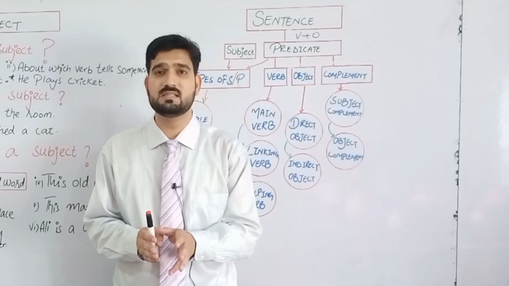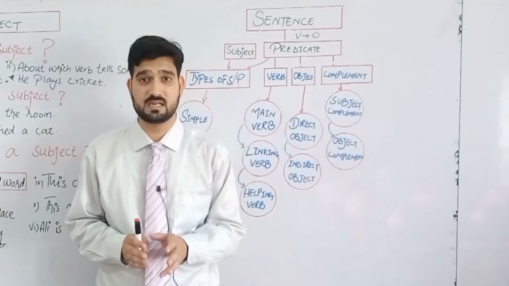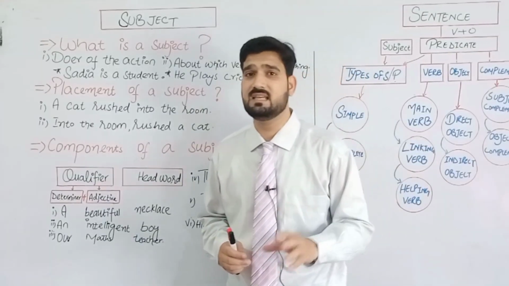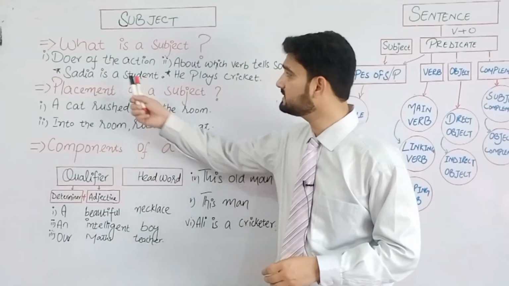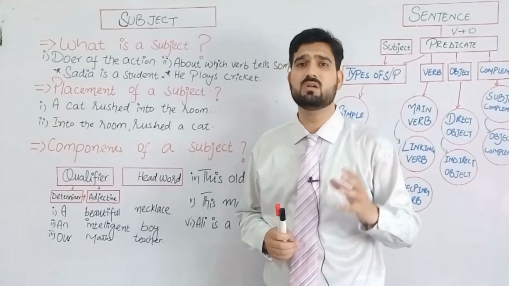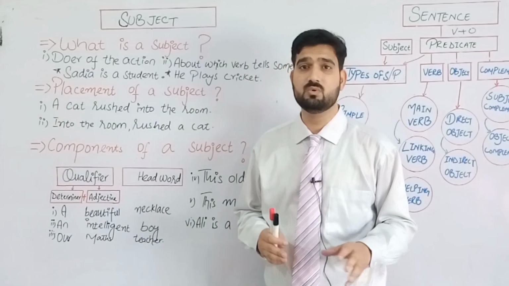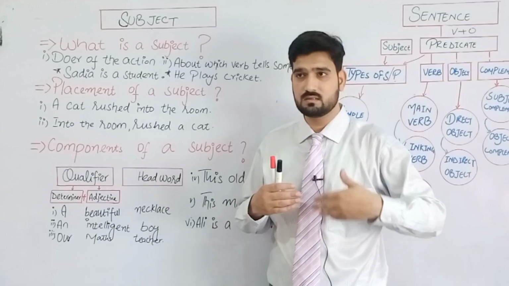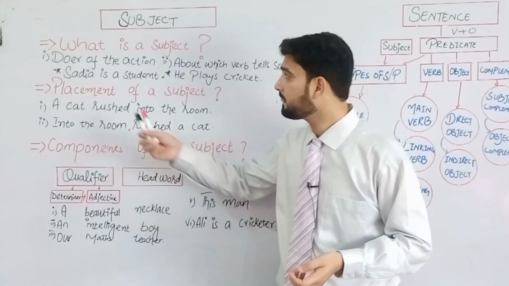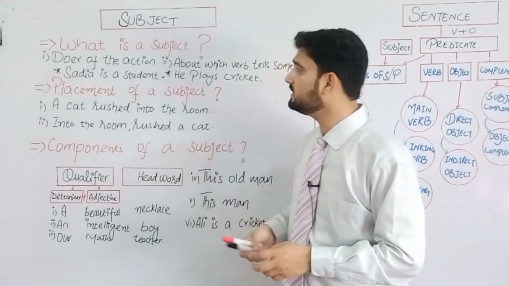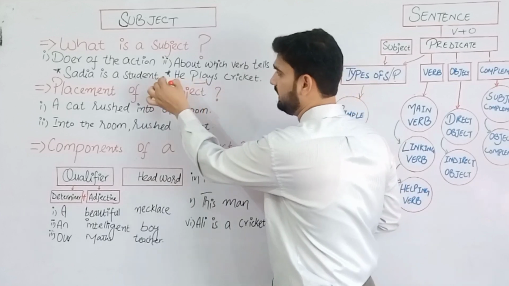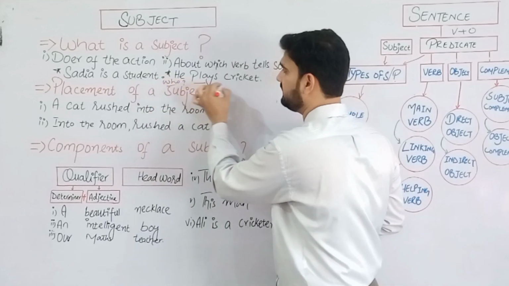Now, today's lecture is primarily based on the subject. So let's move forward to the subject. What is a subject? The first thing that we have in mind is, what is a subject? A subject has two qualities. It is the doer of the action. If you do not understand who the subject is, then think in your mind what or who is performing the action. Sadia is a student. He plays cricket.